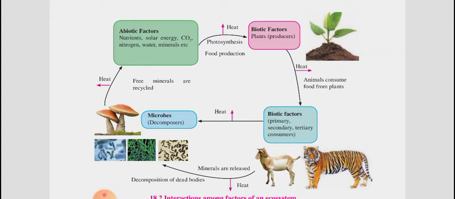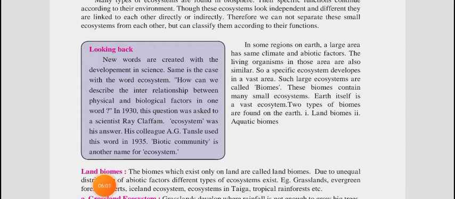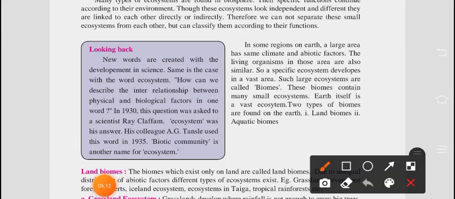So hence we can say that in the ecosystem, biotic and abiotic factors are very important. The ecosystem is very large, and on our earth there are very big regions, and in every area we have a different ecosystem cycle for each and every animal. So we can see that in some regions on earth, a large area has the same climate and biotic and abiotic factors.